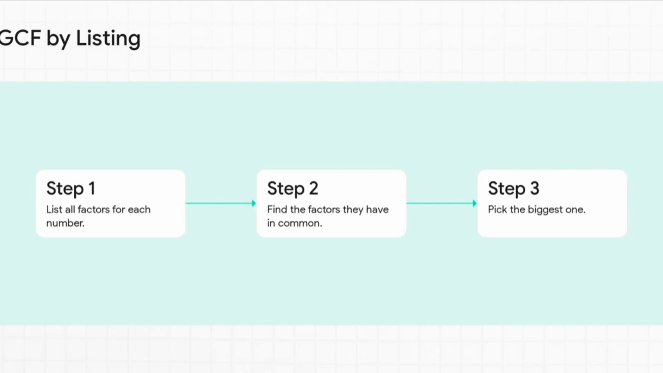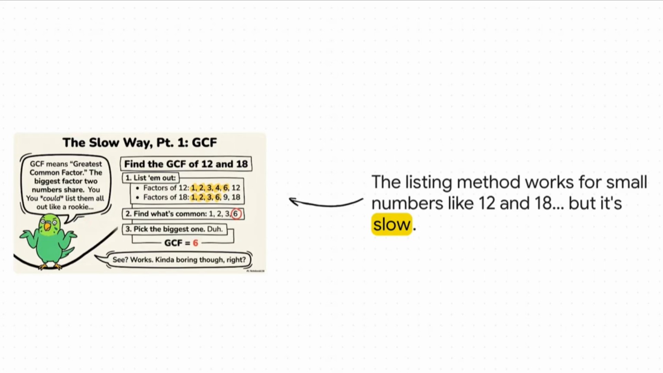So, using that rookie method to find the greatest common factor, the GCF, of say 12 and 18, you'd have to first sit there and list out every single factor for both numbers. Then you'd have to scan through and circle all the ones they share, and finally you pick out the biggest number from that common list. I mean, look, it works. For 12 and 18, you can see they have a few factors in common, and the biggest one is 6. So the GCF is 6. Cool. But as our little buddy here says, it's kind of boring, isn't it?